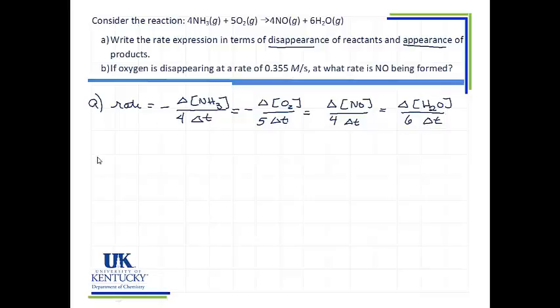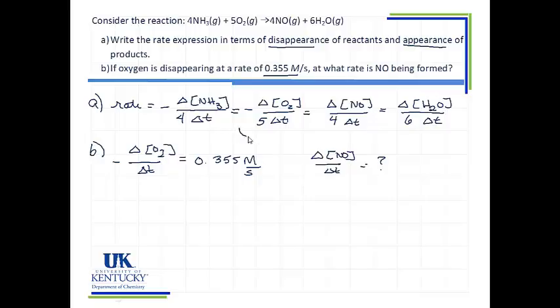Now somebody went and observed the reaction and noticed that oxygen was disappearing at a rate of 0.355 molarity per second. So that would be the change in concentration of O2 with respect to time. Now it's disappearing, so its change in concentration is negative, but when we say it's disappearing at this rate, they're actually giving me the positive of that. So this is what we know. What we want to know is the rate of formation of NO. So we're trying to determine this value.